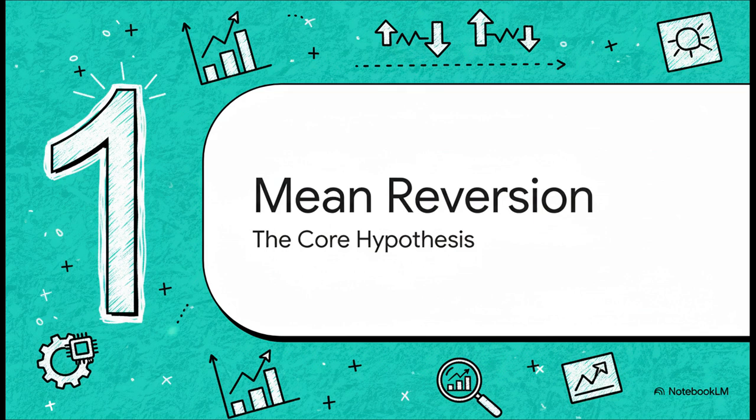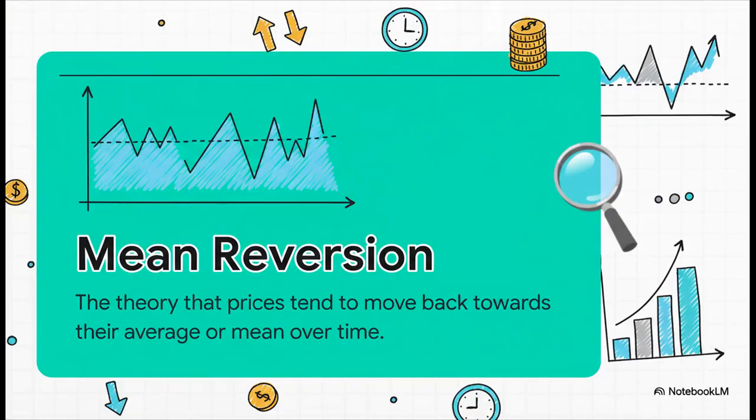So at the very heart of this entire strategy is one single, really powerful idea from finance: mean reversion. And this isn't just some random guess. It's a specific, testable hypothesis about the way prices tend to move. So what exactly is mean reversion?